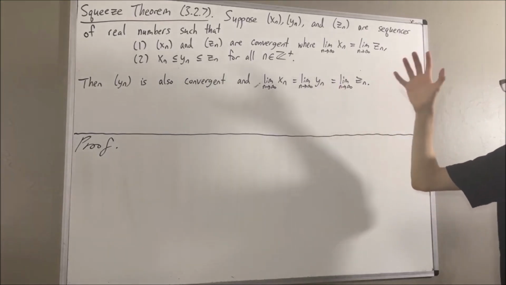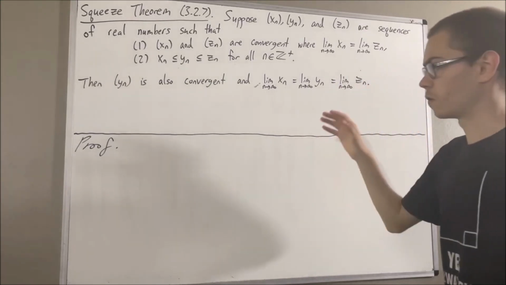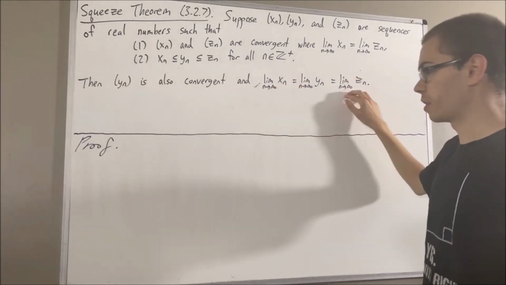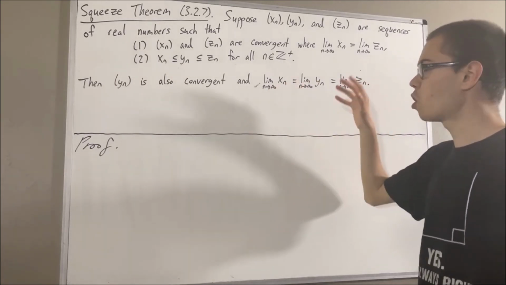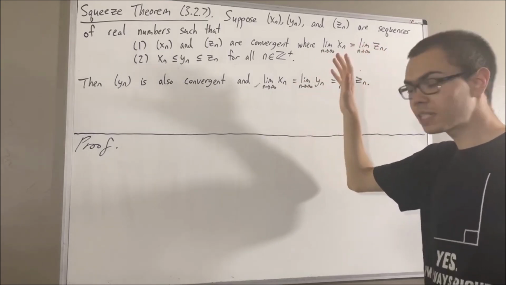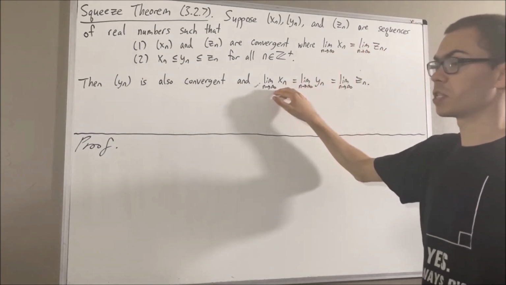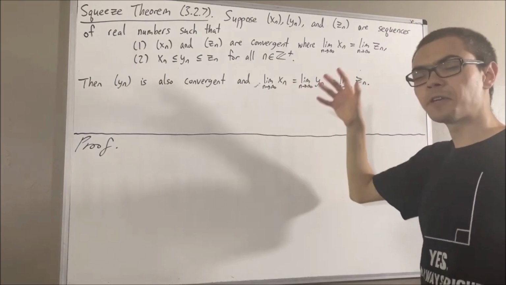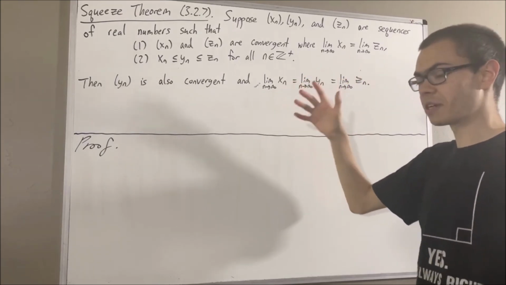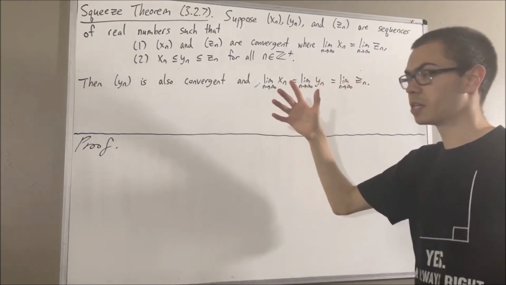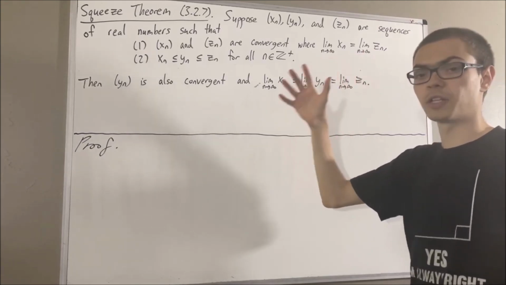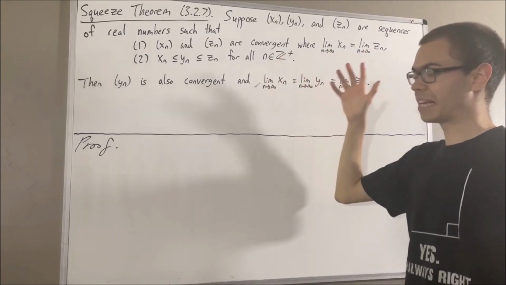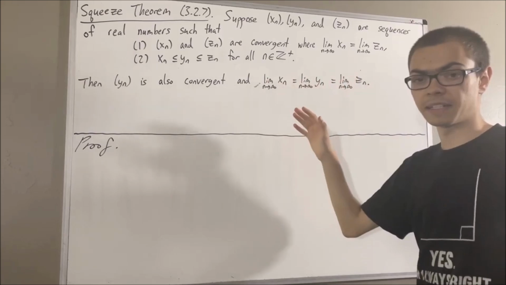Now, before we get into the proof, let's first remind ourselves what these three things refer to. Well, by definition of the limit of a sequence, to say that xn converges to x means that for every epsilon greater than 0, there exists a positive integer k, such that for all positive integers n greater than or equal to k, the absolute value of xn minus x is less than epsilon.